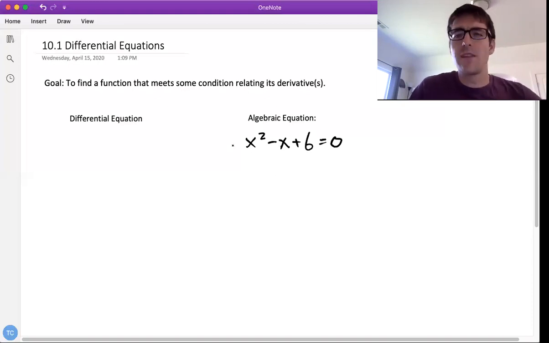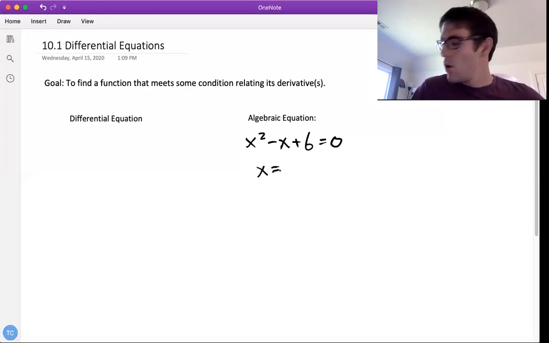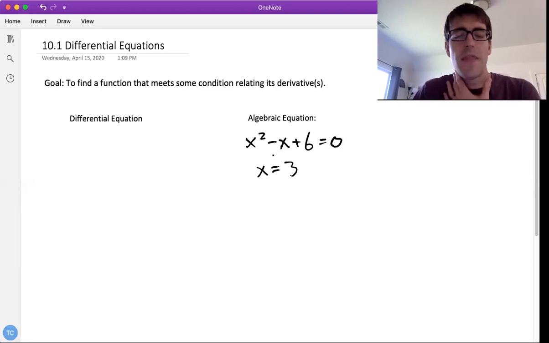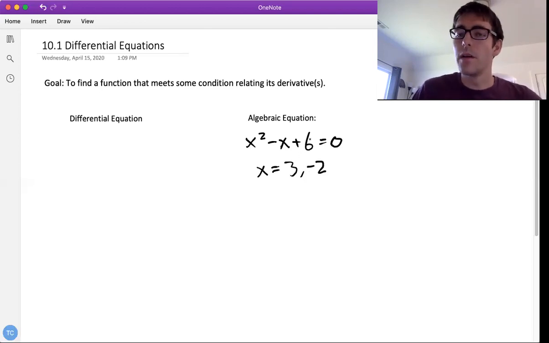And we could do this a couple ways. We could factor it, we could use the quadratic formula. Either way, you should get that when x equals 3, if I were to plug in 3, that's going to make this equation true. So we say that that's a solution to the equation. You might notice that you could also plug in -2. Because this is a quadratic, there ends up being 2 solutions to this particular equation. When solving an algebraic equation, we're looking for a numerical answer.